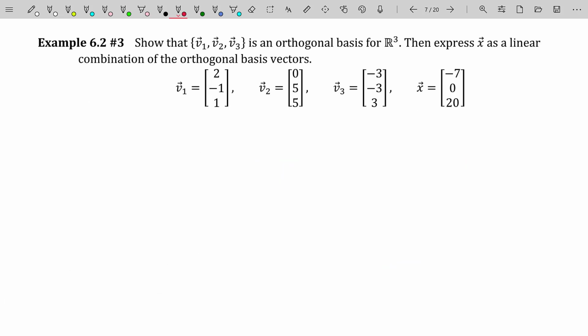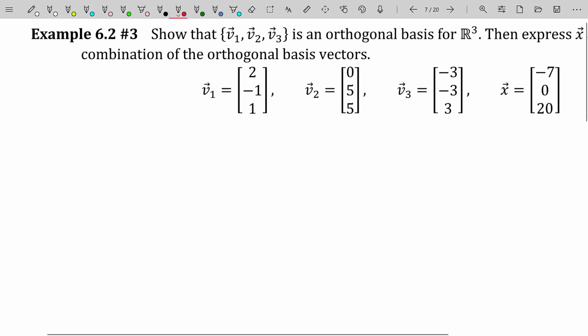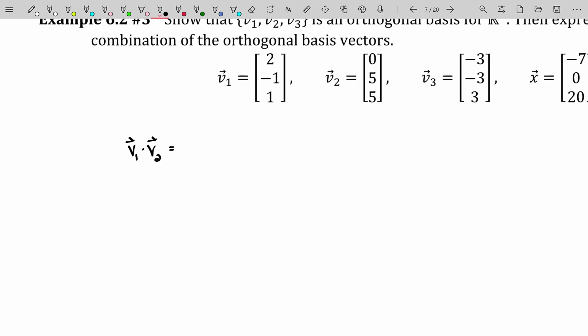Let's show that this set of vectors v1 through v3 is an orthogonal basis for R cubed. Well, to be a basis, they need to be linearly independent and they need to span R cubed. Well, there are 3 vectors, so all we need is for them to be linearly independent. However, if we can just showcase that they're orthogonal to each other, they're automatically linearly independent and they form a basis for R cubed. So let's go ahead and do that first, and then I'll go back to the second sentence there.